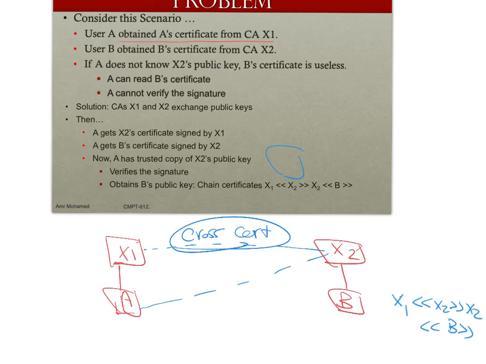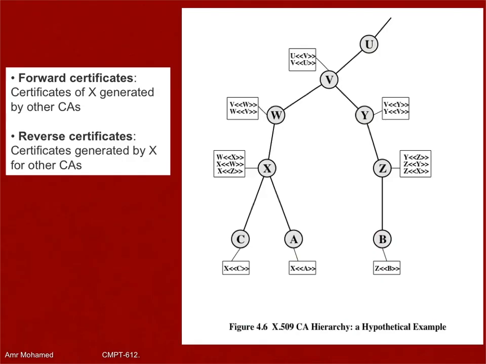The question is, why stop at X1 and X2? There could be some relationship between those two, through which they can trust each other. So I can actually go this way. That's the complicated scenario that we have here. And who is that? The main authority. We call V, which has multiple branches, the root certificate authority.